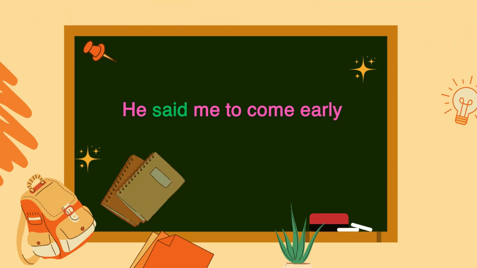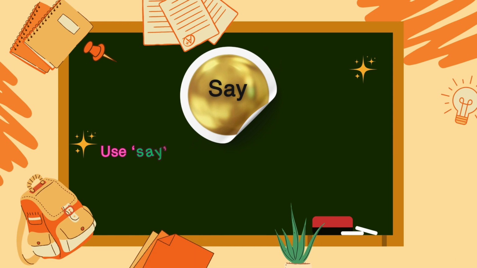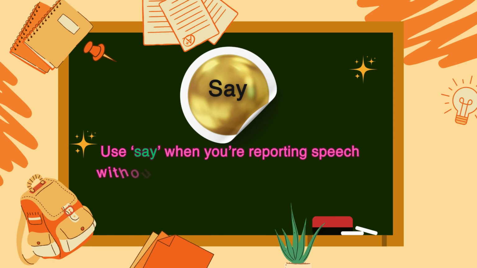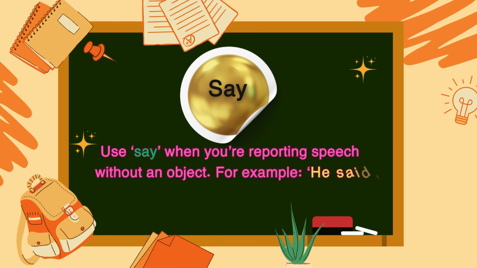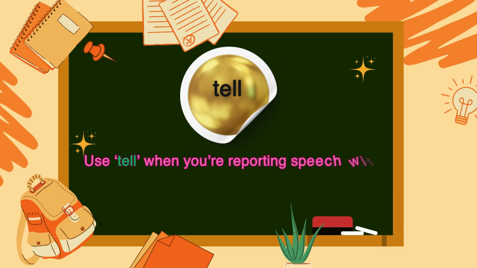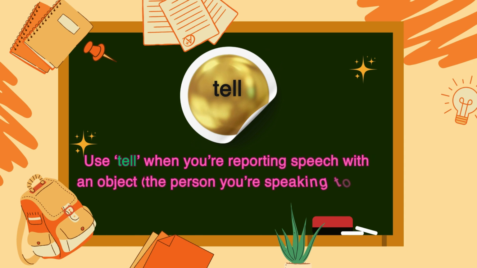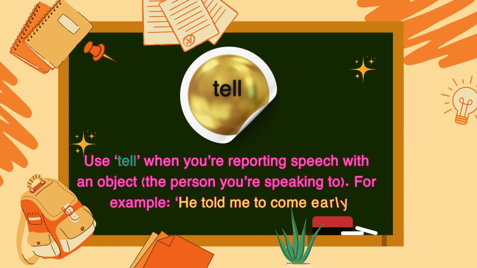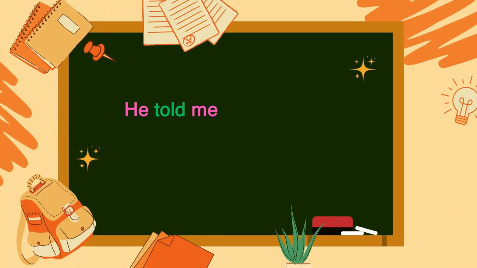The key difference is this. Use say when you're reporting speech without an object. For example, "He said, come early." Use tell when you're reporting speech with an object, the person you're speaking to. For example, "He told me to come early." So, the correct sentence is, "He told me to come early."